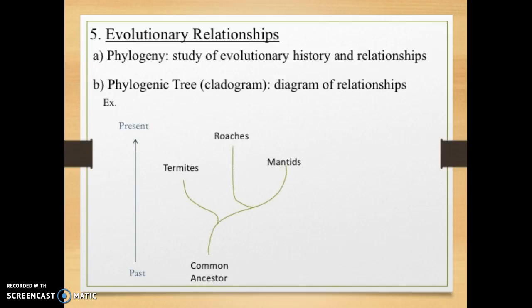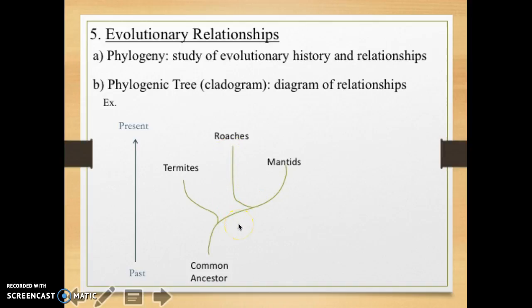So if we just take a look at an example of a phylogenetic tree. We have the past, and in the past we had some sort of common ancestor. As time went on, all the way to the present, we see a branch from this common ancestor. And the name termites is up at the top of the branch. If we keep going on, we see again branches, and we have mantids and roaches.